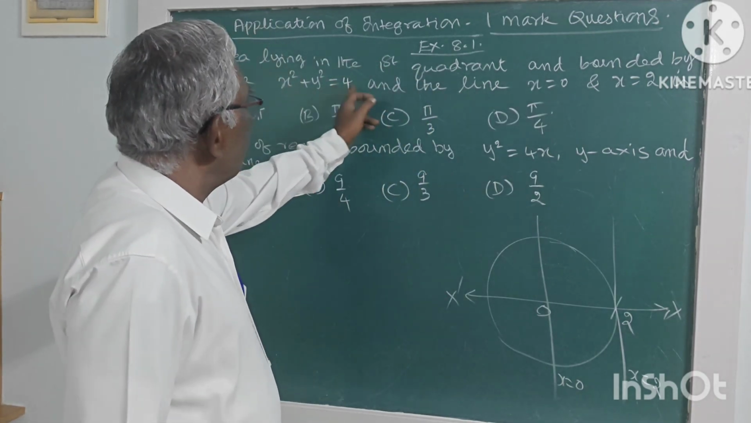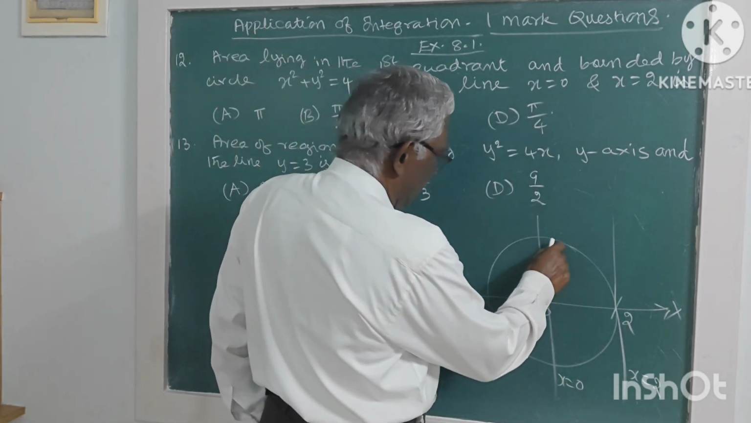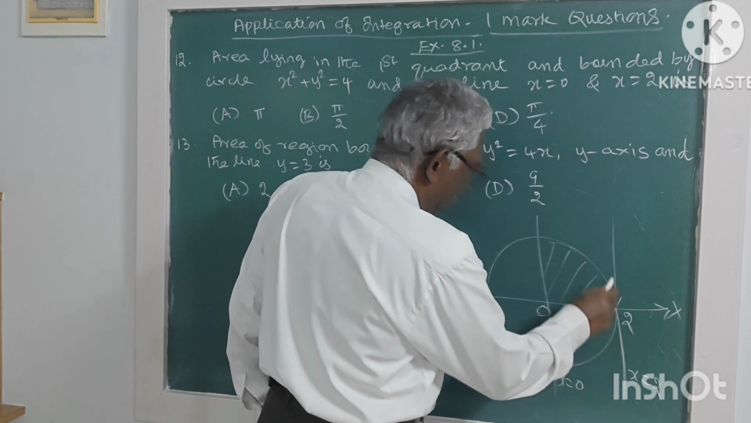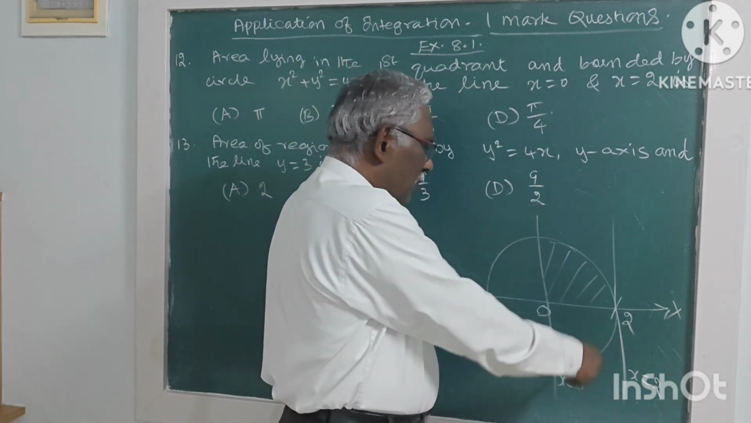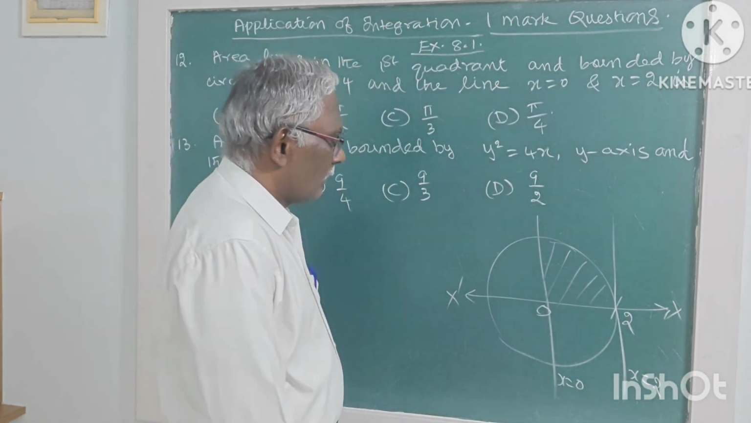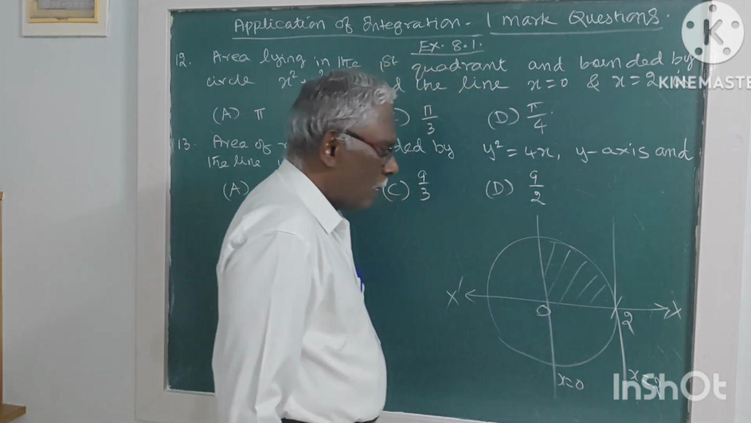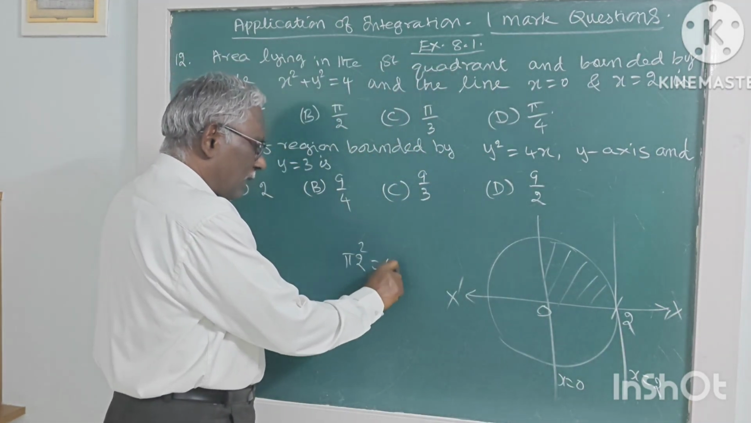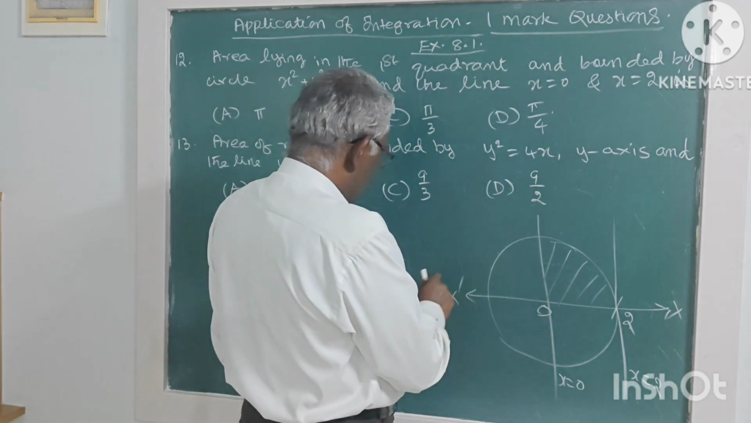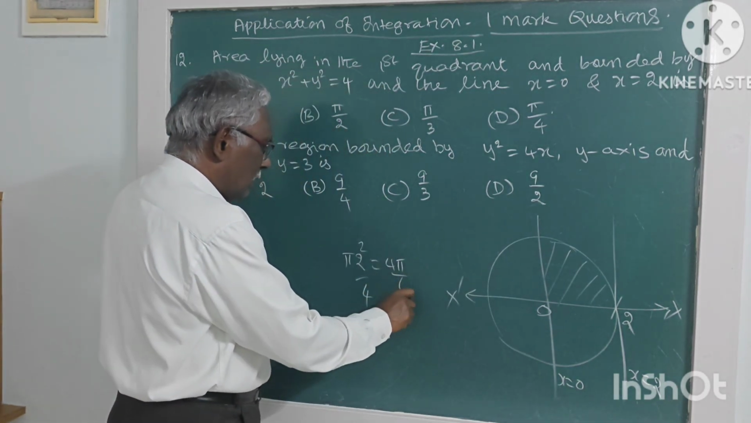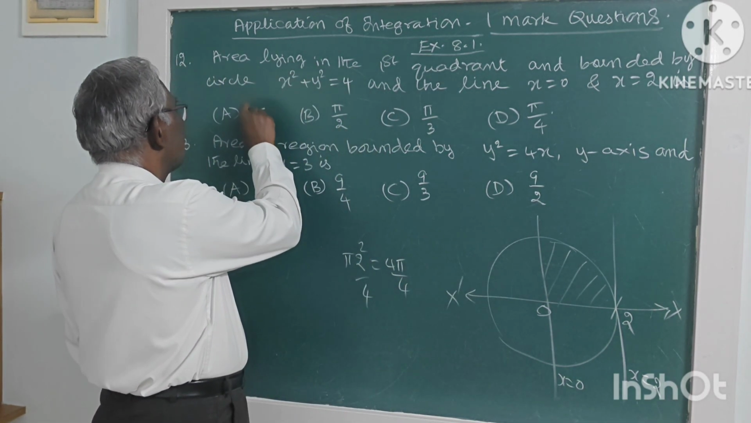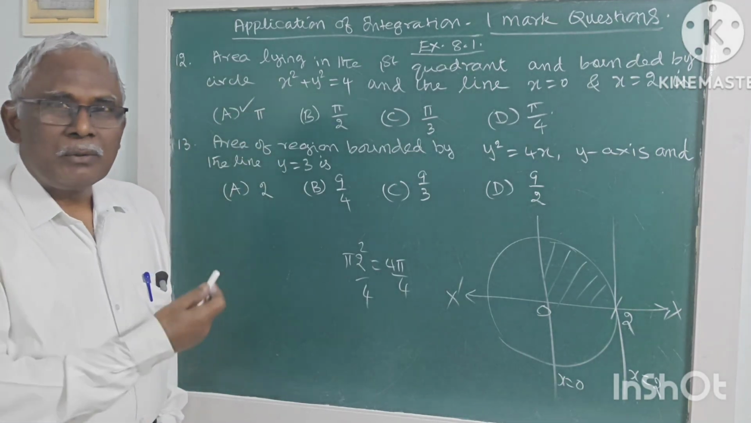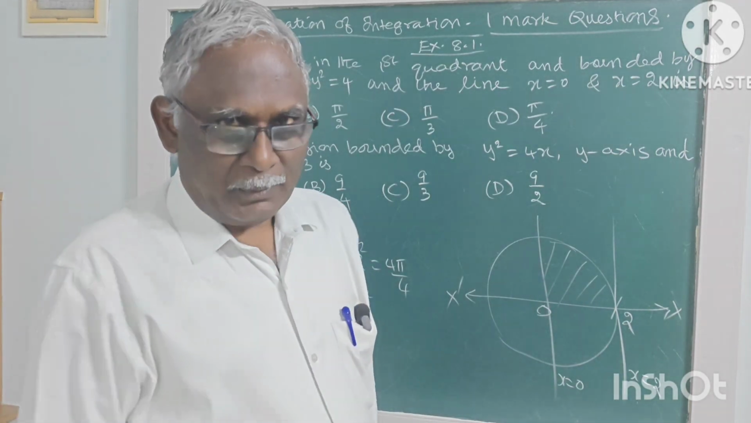So we have to find the area of this one. Area of the circle is pi r square. The radius is 2, so pi times 2 square is 4 pi, and we have to choose 1/4 of it. So pi is the answer. We have to choose only the answer; we need not write all the steps.